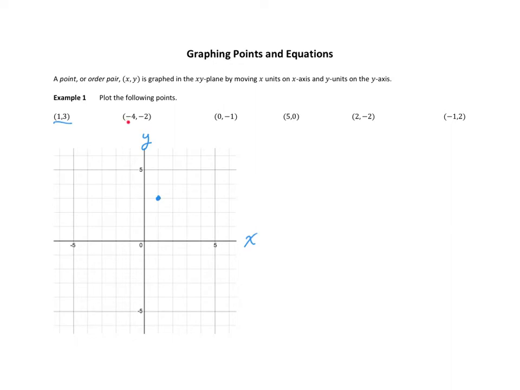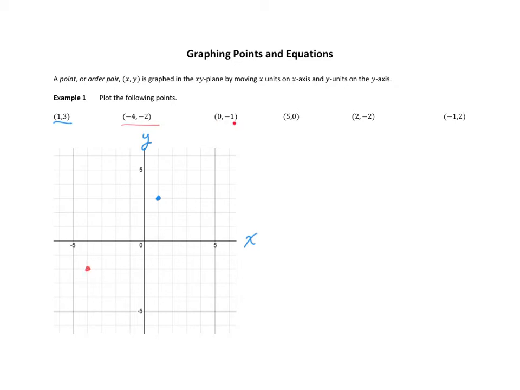Now, if we look at this one, -4, -2. Again, same idea. You start here at the origin, which is 0, 0. And we're going to go -4 in the x direction, so that's here. And then we're going to go down 2 in the y direction. So this point here is at -4, -2.